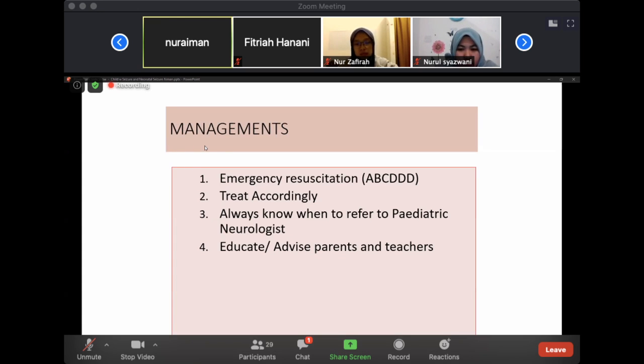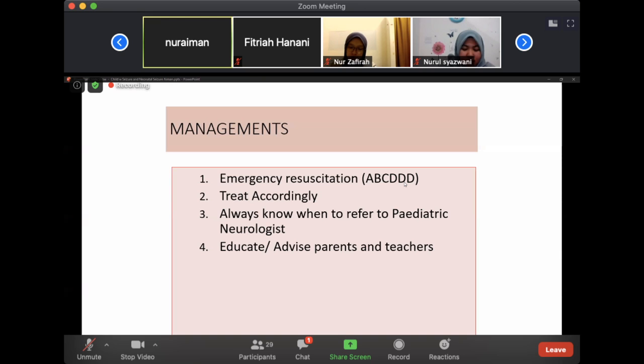For management, there is emergency resuscitation. Then we treat, if we can classify or know the seizure, we treat it accordingly, and know when to refer to pediatric neurologists. And lastly, we need to educate or advise parents or teachers on how to deal with a case of seizure whenever they encounter a child. So for emergency resuscitation, this was mentioned by Dr. Mossad previously. Maintain the airway, breathing, circulation, and then don't forget to do a dextrose test.